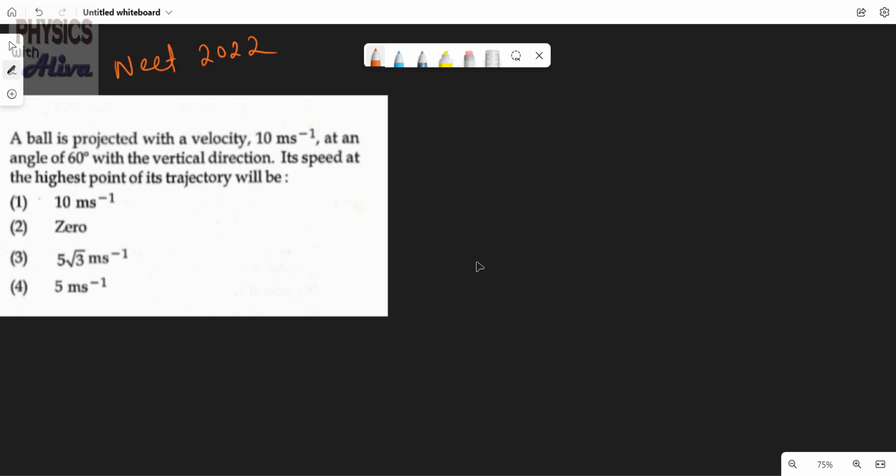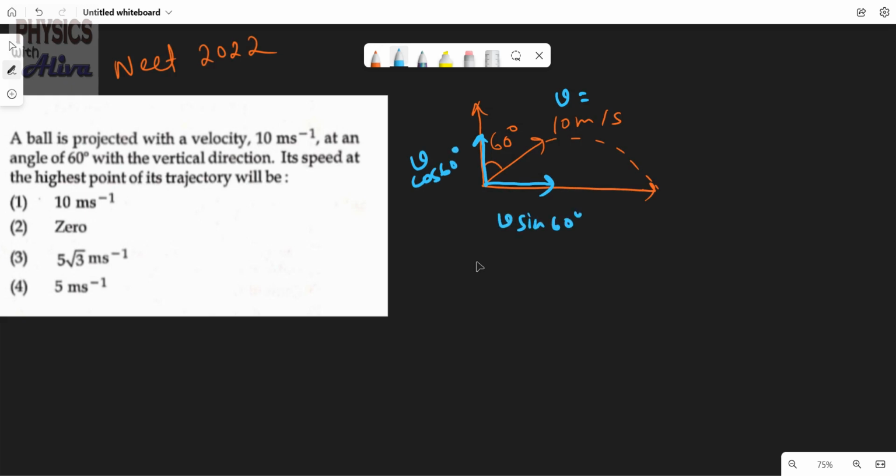Now start the solution. A ball is projected with a velocity 10 meter per second at an angle 60 degree with the vertical direction, right? Its speed at the highest point of the trajectory. We know the trajectory will be like this, right? So now the two components of this velocity, this is velocity v 10, so this will be v cos 60 degree and this will be v sin 60 degree, right?